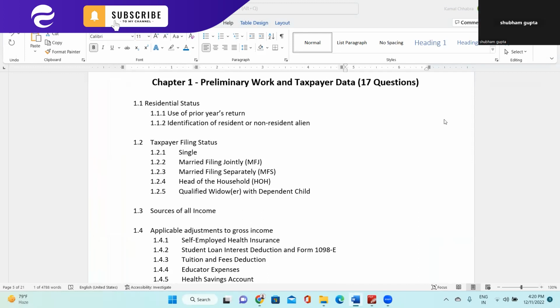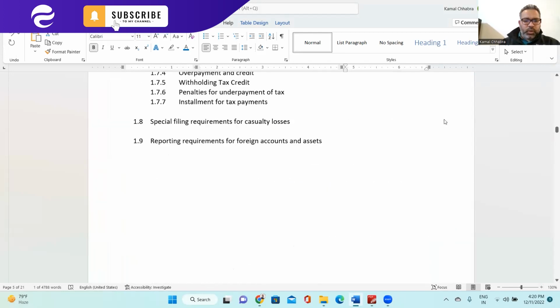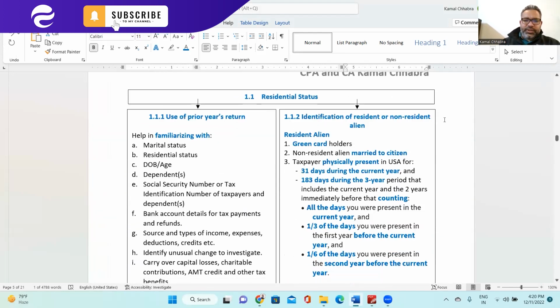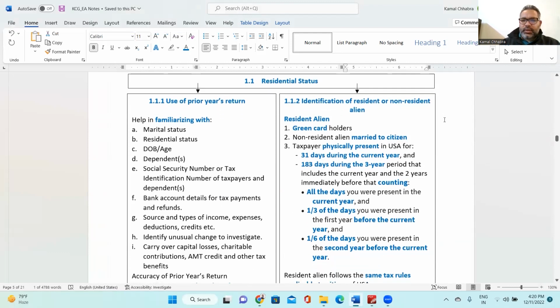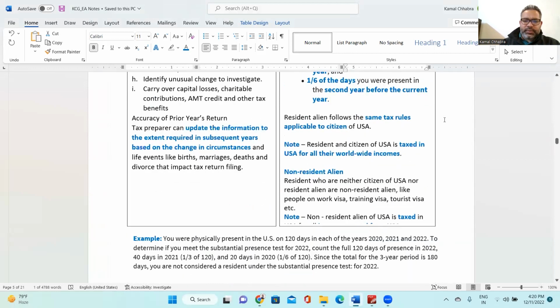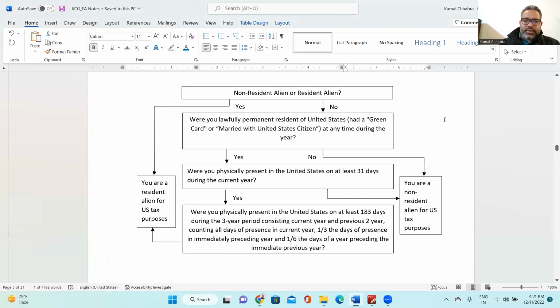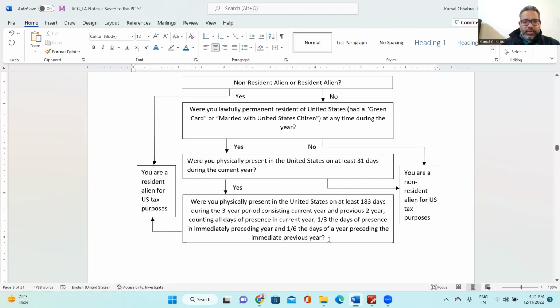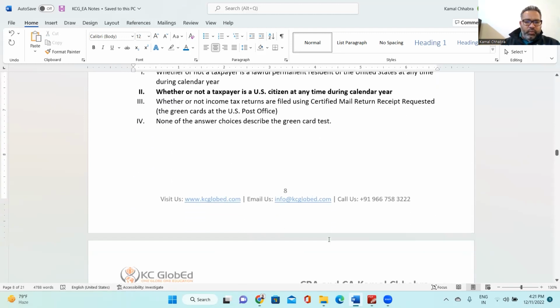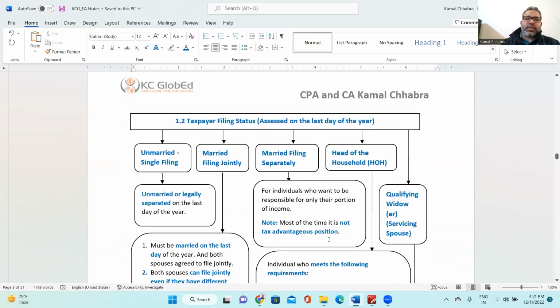So this is chapter 1. We have covered residential status, which we touched on just now, both the use of prior year return and the resident and non-resident alien details. Then, oh yes, this is the updated one, so I'll send you the notes with this updated version. The things we have updated here are the 1/3 and 1/6, which were not there earlier. So this is a new update, and I'll send you this updated note. Then we covered this practice question in the last class.